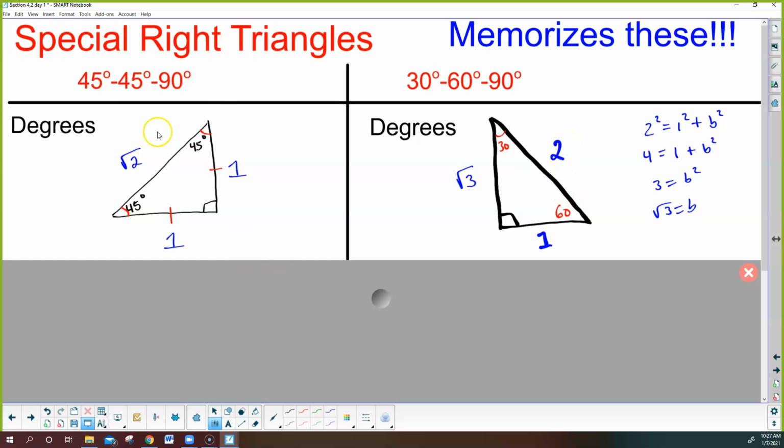So you will be asked to memorize these two triangles. And as I tell you, my calculus kids use these all the time. So what's a good way to remember this one? I think 1, 2, square root 3. 1 is the smallest side, and it's across from the smallest angle. 2 is the largest side, and it's across from the largest angle. And then always across from the 60 is the square root of 3. Okay.